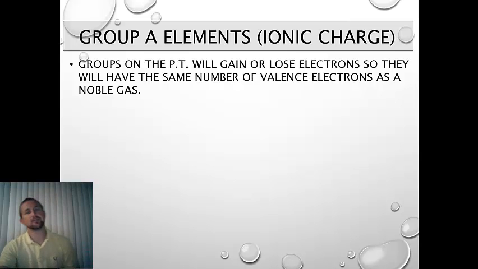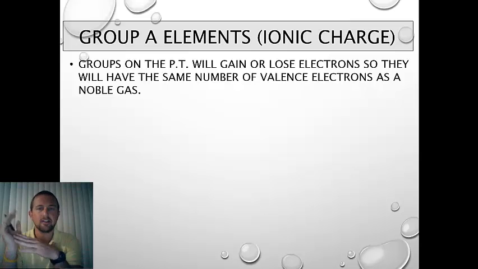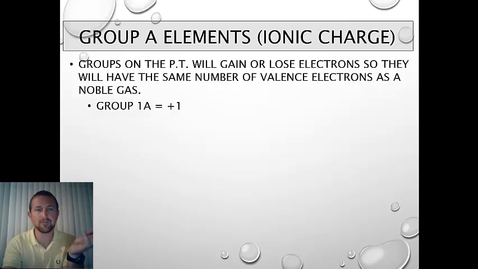Group A elements. Now, these group A elements and their valence electrons, I am telling you they're important. But why are they important? The reason why they are important is because these elements are trying to be like a noble gas. In order to do that, they'll need to gain electrons or they'll need to lose electrons so that they have the same number of valence electrons as those noble gases, the ones with stable electron configurations.